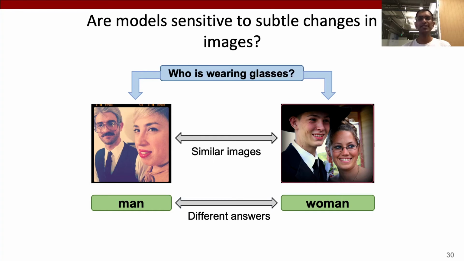Recall that the VQA dataset has two images with the same question but different answers, and these images are very similar to each other. We call these images complementary images. So, given such a dataset, it is interesting to analyze if the models are sensitive to subtle changes in these complementary images.